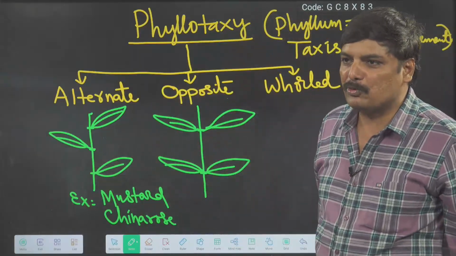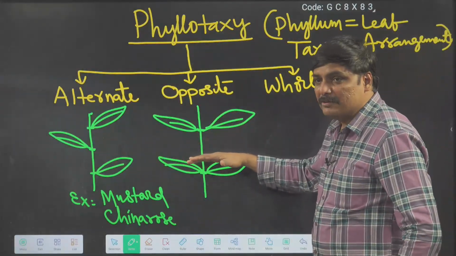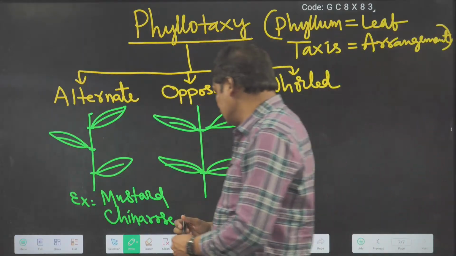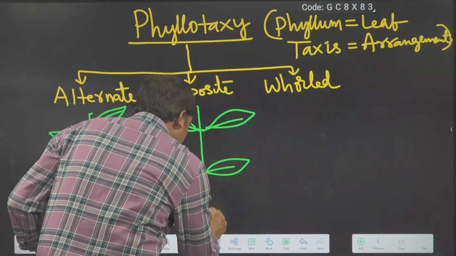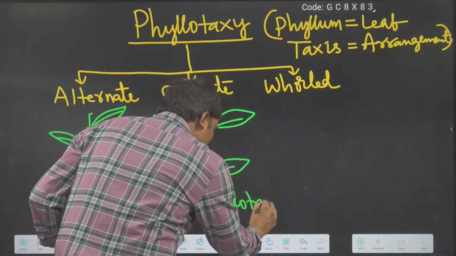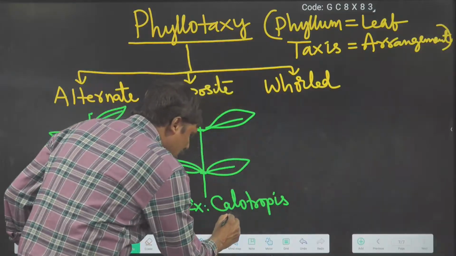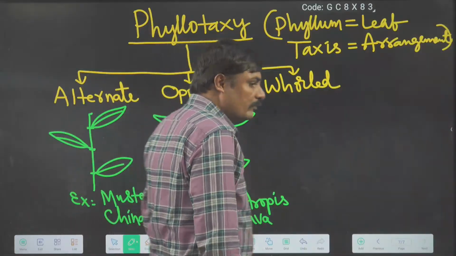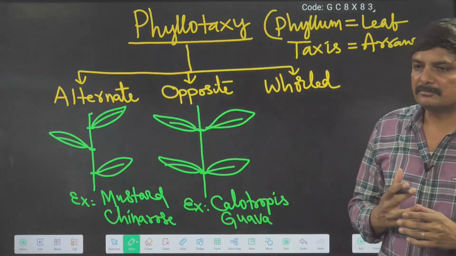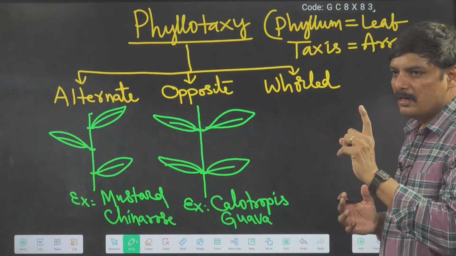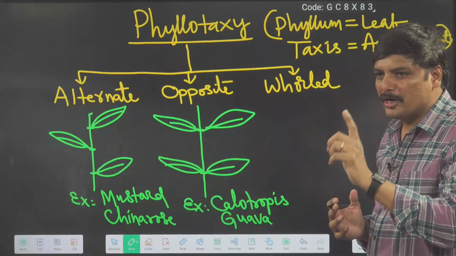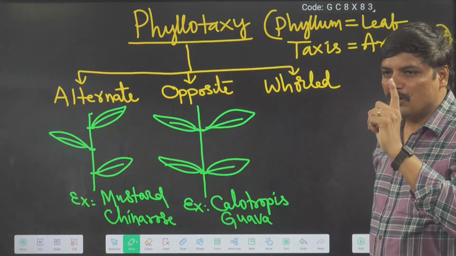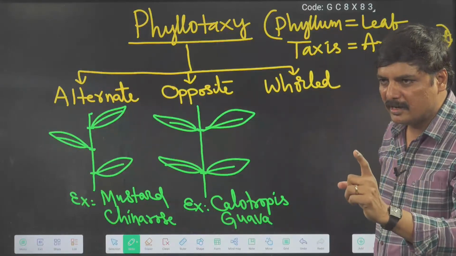In opposite superposed, one pair of leaves is arranged above another pair of leaves, like that. This is seen in Calotropis and also guava. In Calotropis and guava, opposite phyllotaxy is present. So you should remember, how many leaves are borne at each node in opposite phyllotaxy? 2 leaves. How many leaves are borne at each node in alternate phyllotaxy? 1.